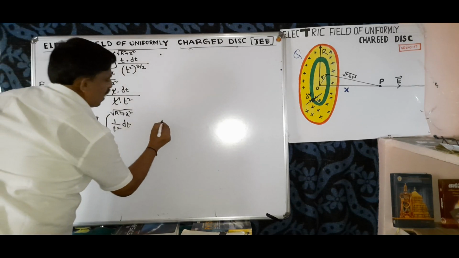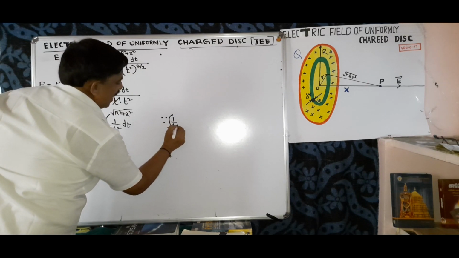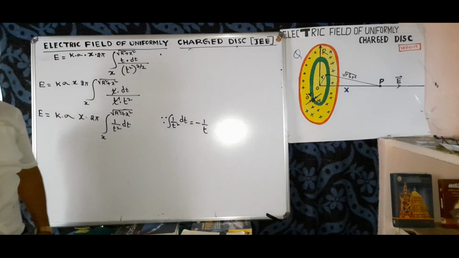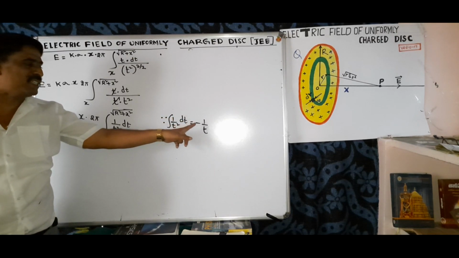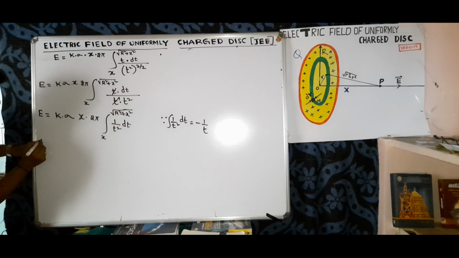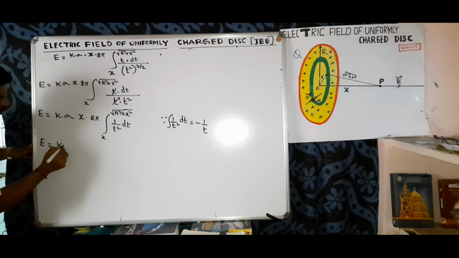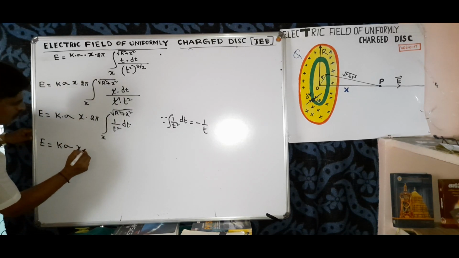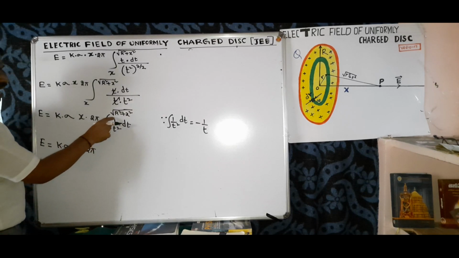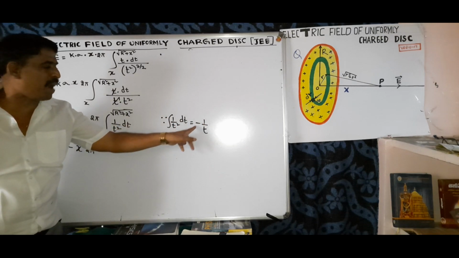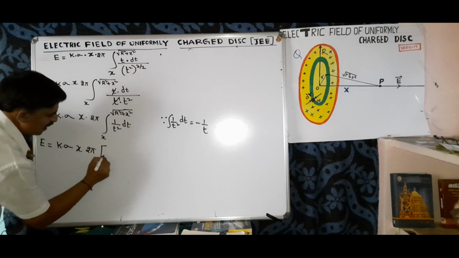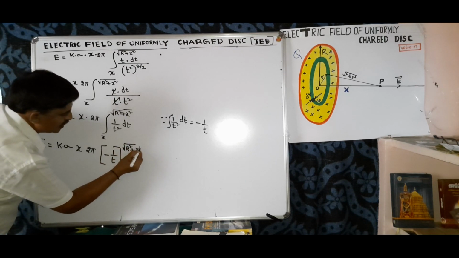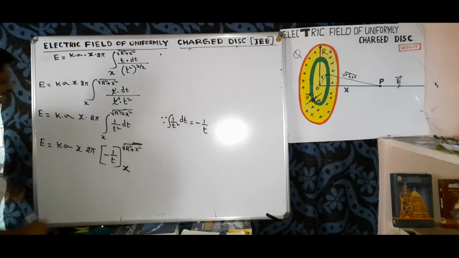From mathematics knowledge, we are having one formula. In integration there is a formula: integral of 1 by t square dt is equal to minus 1 by t. Applying that one, E is equal to K into sigma into X into 2 pi into integral of 1 by t square dt. Integral of 1 by t square dt is equal to minus 1 by t. Total I am writing as minus 1 by t, upper limit under root of r square plus x square, lower limit is x.